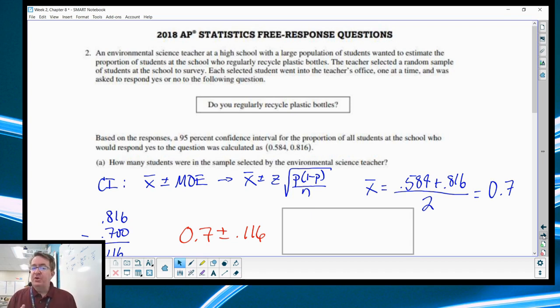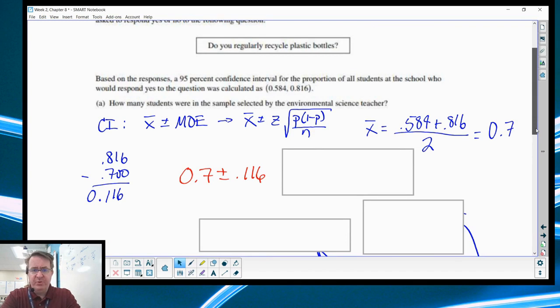Hopefully some things are already going through your head in terms of how things were built and how things were done. We're going to get to all of that as we go. But again, remember, as with my theme, answer the question that's being asked. So in this case, the first question is how many students were in the sample selected by the environmental science teacher? Now, this can often throw people just because there's a fair amount of algebra in it. Just don't panic and you'll be fine.